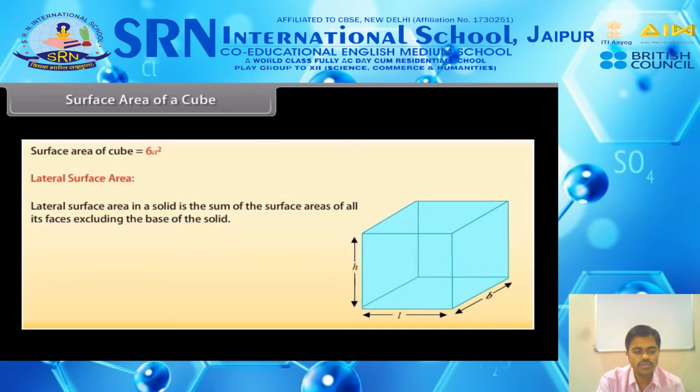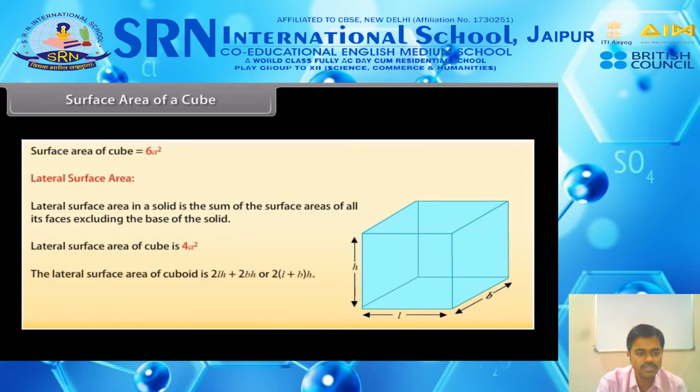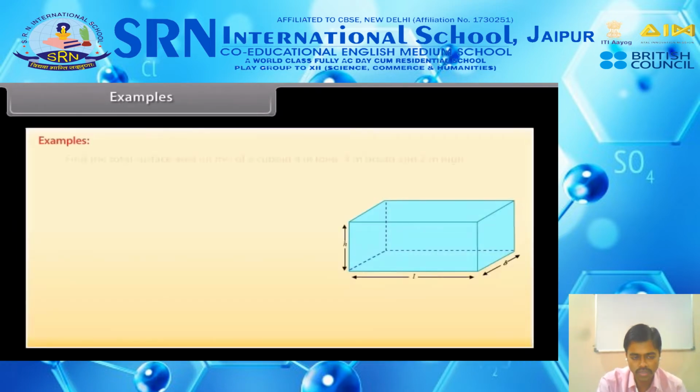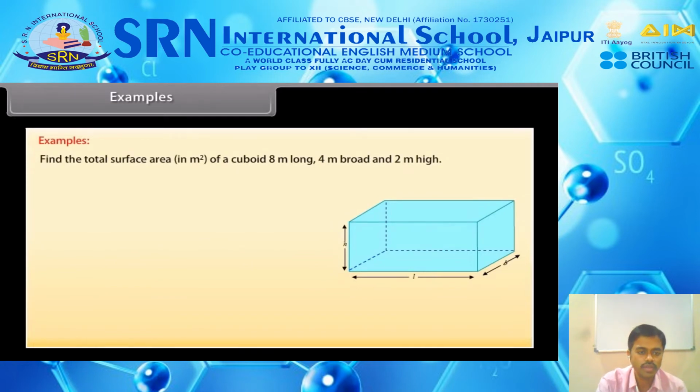Lateral surface area. In a solid, it is the sum of lateral surface areas of all its faces excluding the base of the solid. Lateral surface area of a cube is 4A square, where A is the side. The lateral surface area of a cuboid is twice of (length into height plus height into breadth plus breadth into length).